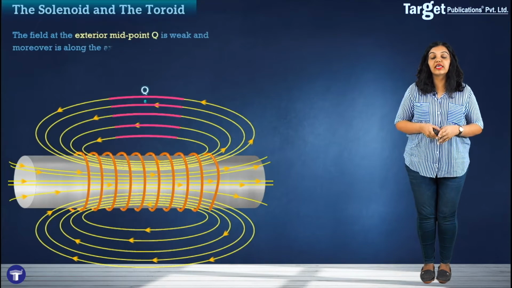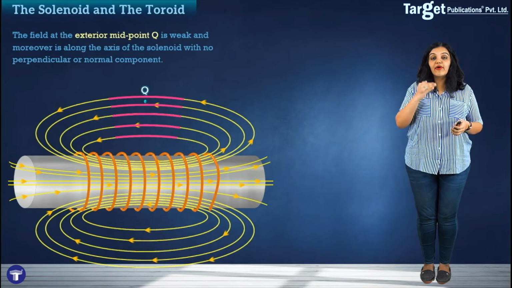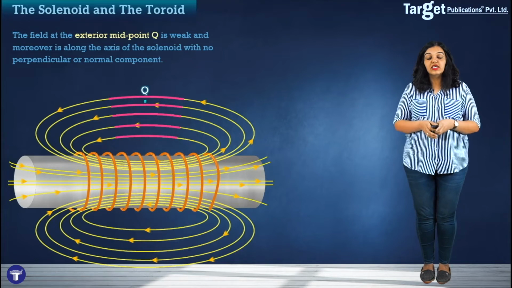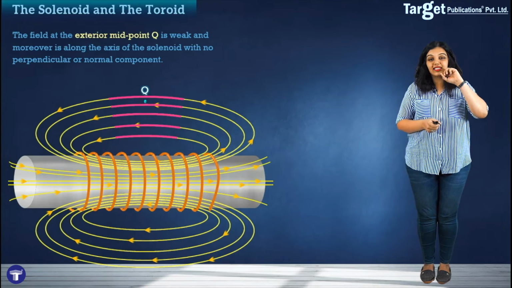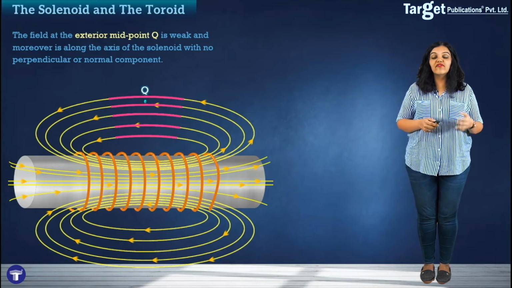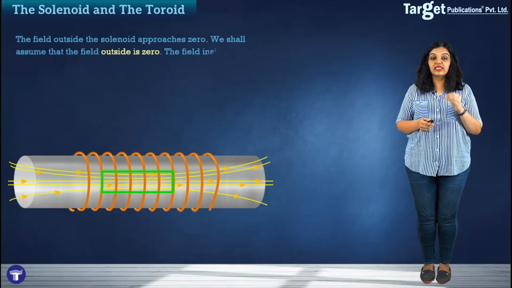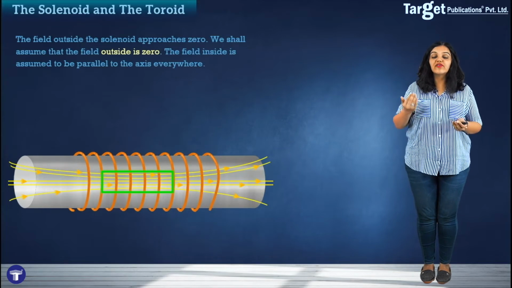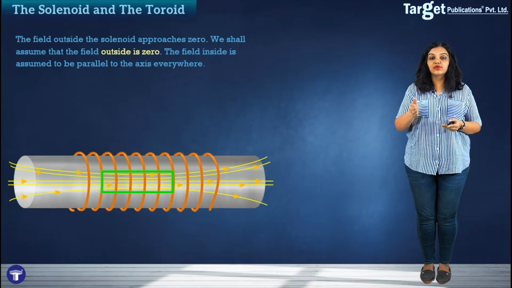Finally, we are also going to say that the field at the exterior midpoint Q is weak, that is, at any point outside the solenoid the field is weak, and moreover it is along the axis of the solenoid, as you can see. So basically the field doesn't have any perpendicular component, it's completely parallel at this exterior midpoint Q, and for the sake of our argument we are going to assume that the field outside the solenoid is 0. Because the field approaches 0, we will assume that the field outside is 0. We are making this assumption to find the magnetic field due to a solenoid.